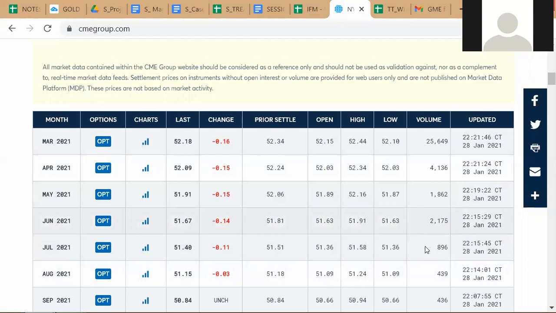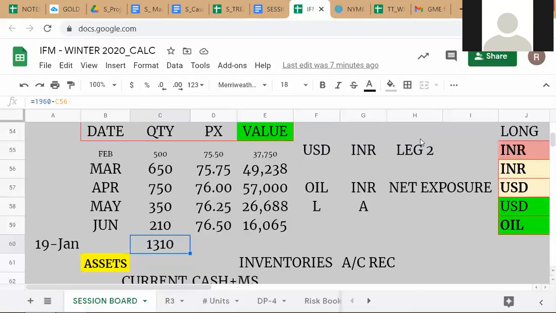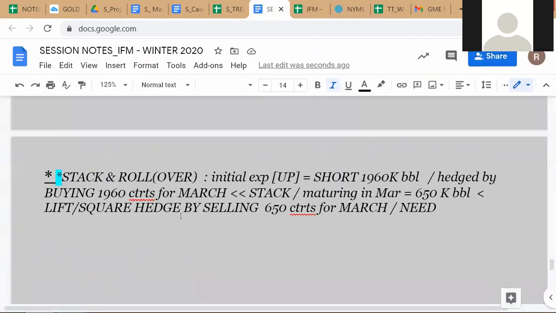asymmetric distribution of liquidity and you say, well, this is not acceptable to me. I don't want to be hedging into these illiquid months. So let me hedge everything in the liquid month, which is the active contract. And therefore I stack the entire hedge into the front month. That's why it's called stack. This is the stack part.